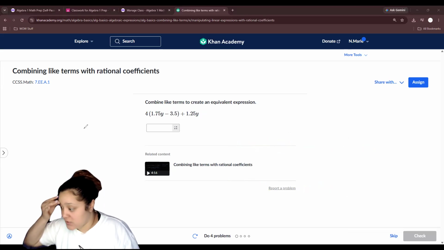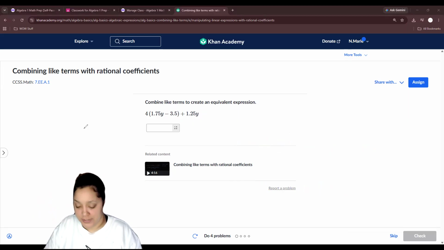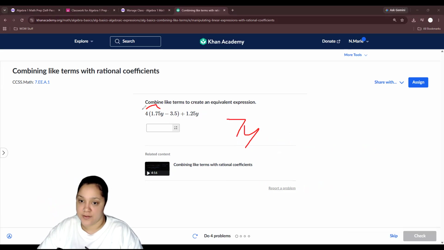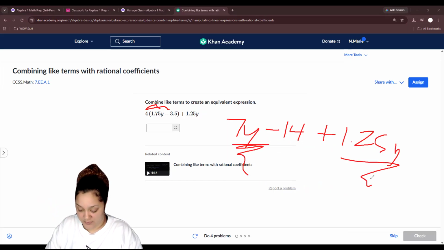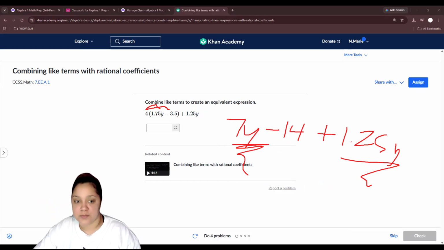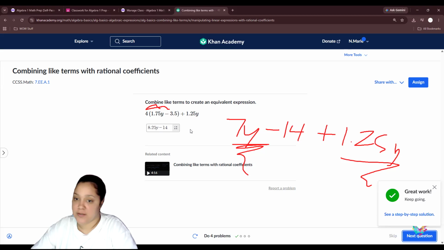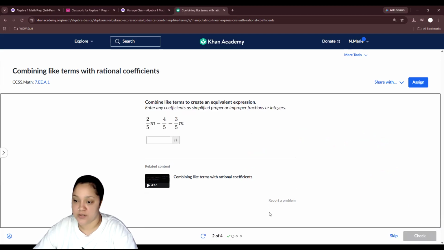How fun. We also, for decimals, you can use a calculator. 4 times 1.75 gets me 7. So this here is 7y, and this is 4 times negative 3.5, which is negative 14, and this is plus 1.25y. These here are like terms, so I can do 7 plus 1.25, which gets me 8.25y minus 14, because those cannot be added and subtracted because they are not like terms.